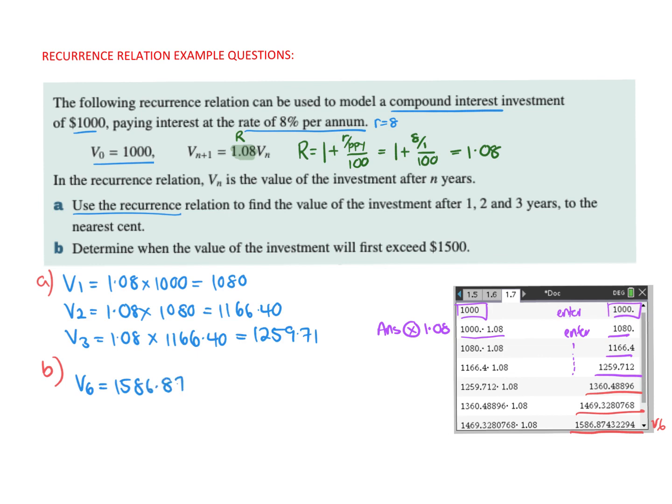1586.87. And why do you think I'm using 2 decimal places? Because it's cents. Yep, good. And we don't go any further than that when we've got dollars, so like money. So we just do 2 decimal. So we'll say, because V6, so we'll say after 6 years, it exceeds 1,500.